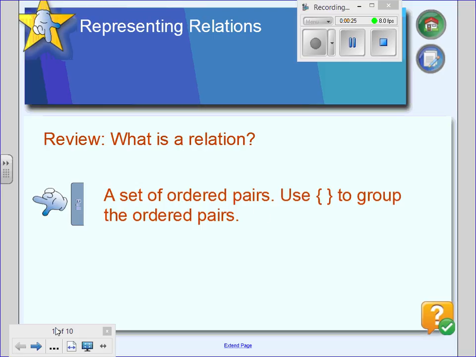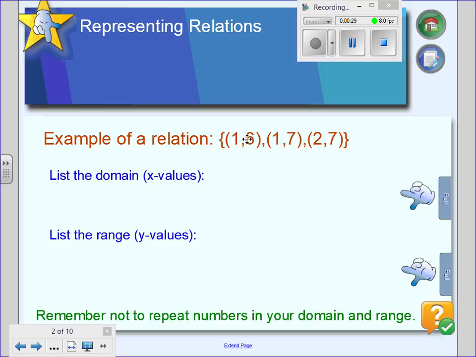So let's take a look at an example. Here's an example of a relation. We have this relation as a set of these ordered pairs. Each ordered pair is grouped individually by parentheses. An ordered pair is an x and a y that make a point that we could potentially graph on the coordinate grid. And we'll separate each ordered pair by commas and group the entire relation with curly brackets.